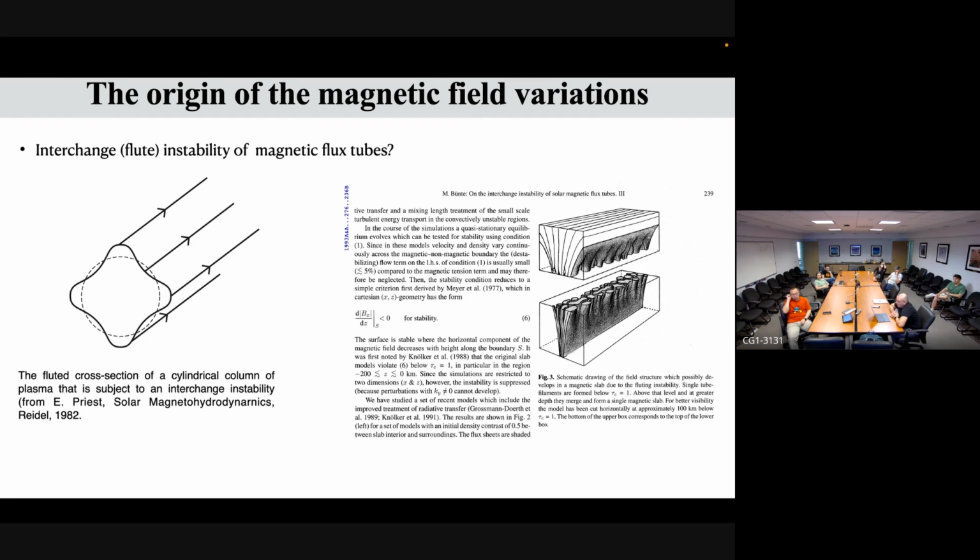And it indicates that those strong magnetic flux concentrations should be unstable against flute instability. One can easily derive that stability condition, stability criteria, which is given here with this formula. So if the horizontal component or radial component of the magnetic field decreases as a function of height, then the flux tube could be stable. But if it increases as a function of height, then the flux tube can be unstable against flute instability.